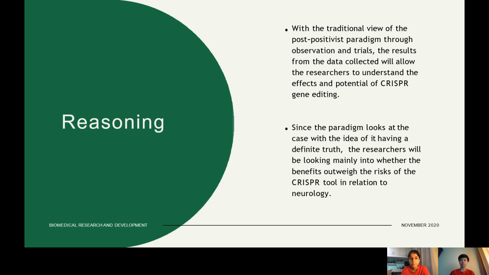With the traditional view of the post-positivist paradigm through research and trials, the results from the data collected will allow the researchers to understand the effects and potential of CRISPR gene editing in relation to neurology. This paradigm best applies to the phenomenon selected, as the researchers can come to a definite conclusion on the benefits and risks of the CRISPR tool, and will be able to measure the impact of each benefit and risk neurologically.